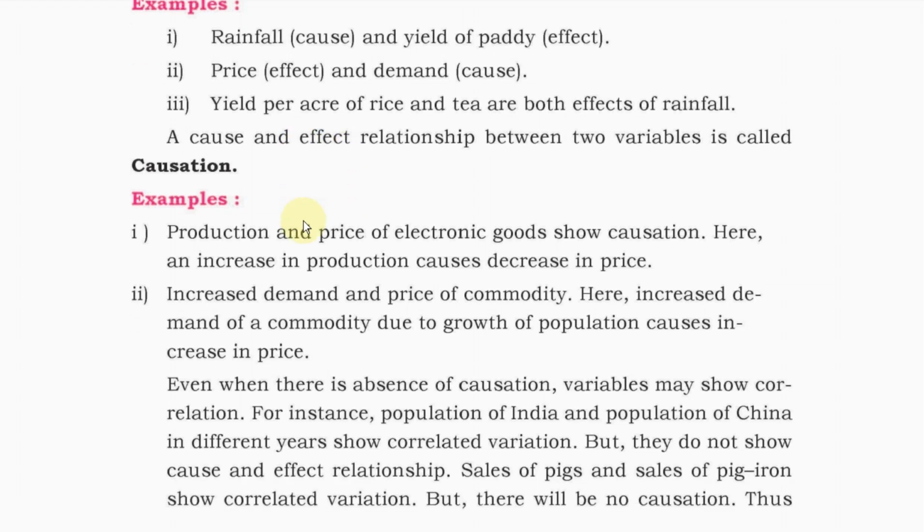For example, production and price of electronic goods show causation. Here increase in the production causes decrease in the price. Okay. So production and price both are good examples of causation here. So when production increases, the price also decreases. So the change in one affects the change in the other one. Okay. Increase in demand and price of the commodity. Here, increased demand of the commodity due to growth of the population causes an increase in the price. So as the demand goes higher, so does the price. Okay.